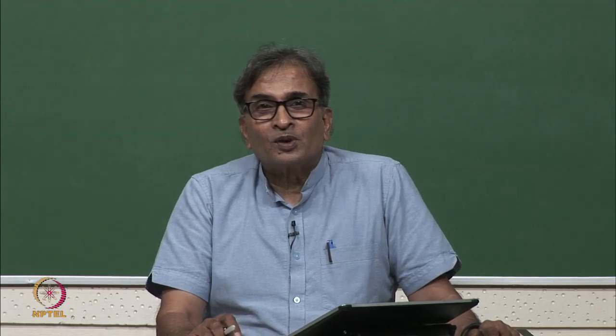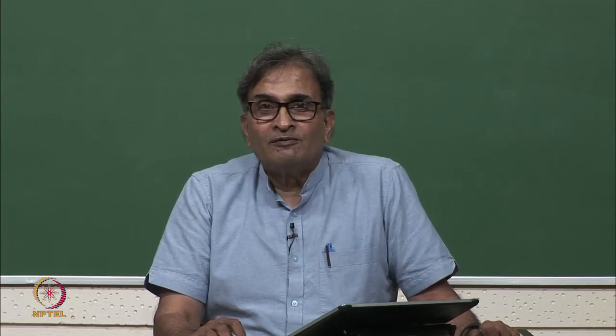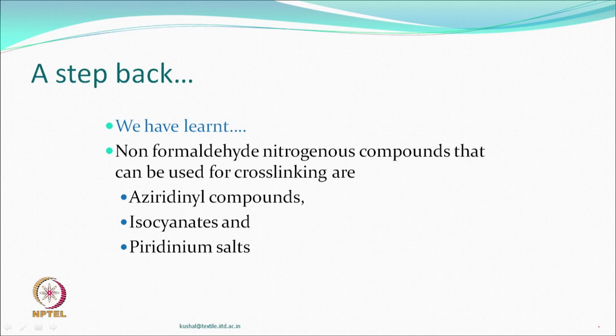Welcome back to the class on textile finishing. Till now, what have we learnt? We have learnt that there are non-formaldehyde based agents which are nitrogenous in nature, and these can be used for cross-linking. These include azidenyl compounds, isocyanates, pyridinium salts. All of them are non-formaldehyde, but have nitrogen as one of the elements.